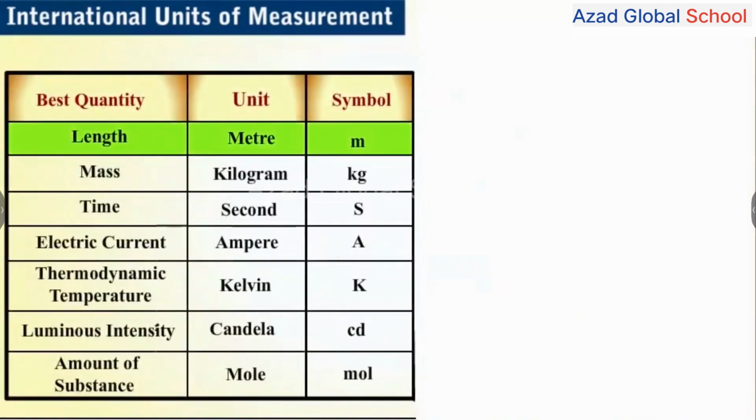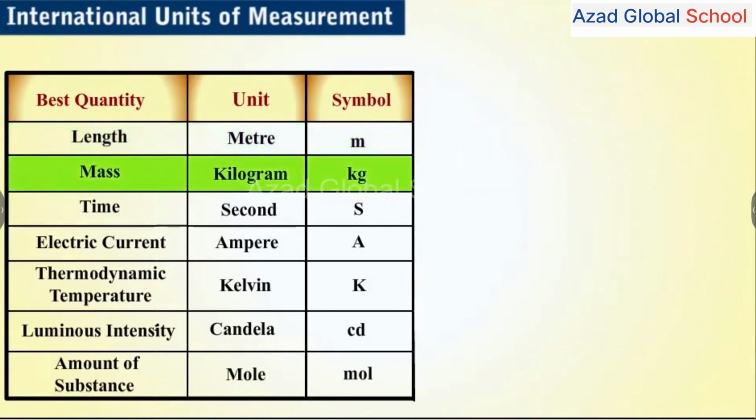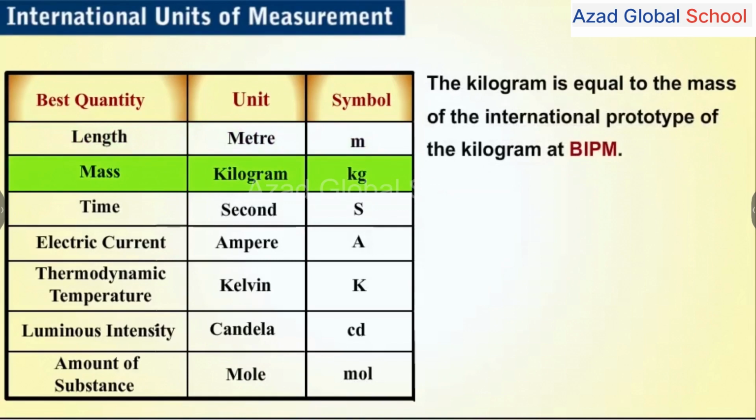Length is measured in meters, denoted by the small letter m. Meter is the length of the path travelled by light in a vacuum during a time interval of approximately 1 over 300 millionth of a second. Mass is measured in kilograms, denoted by small letters kg. Kilogram is equal to the mass of the international prototype of the kilogram, a platinum-iridium alloy cylinder kept at the International Bureau of Weights and Measures in France.